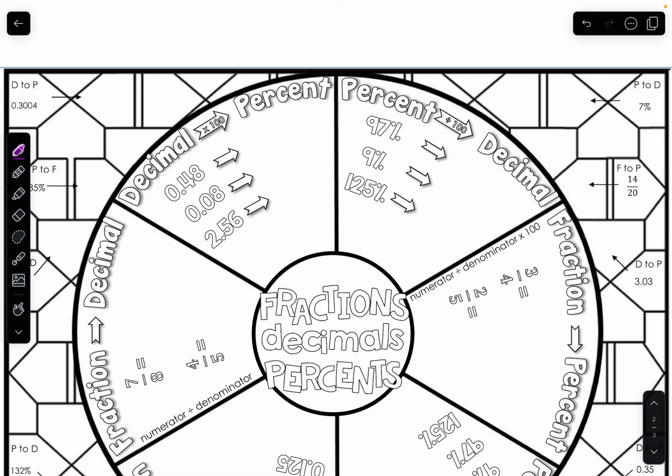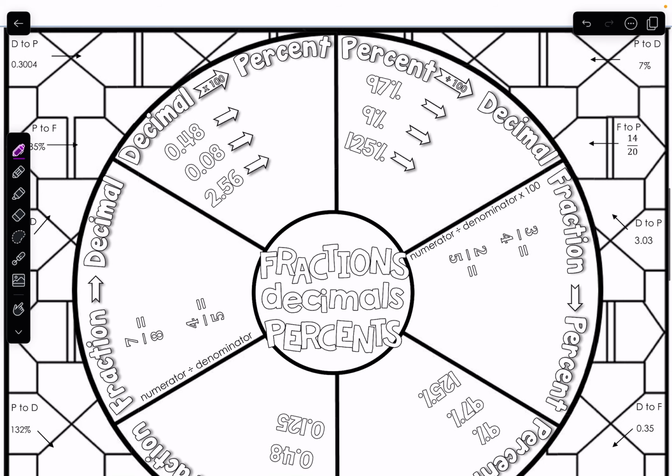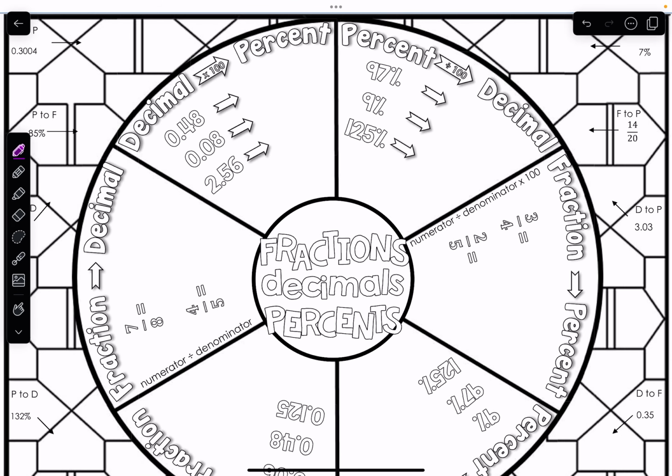So the next part of what we need to know is how to convert from one to the other. How do I take a decimal, turn it into a percent, or a percent into a fraction, or a fraction into a decimal? So there's 6 different conversions that we need to know about, because I need to know how to make a decimal turn into 2 different things, how to make a percent turn into 2 different things, and make a fraction turn into 2 different things.